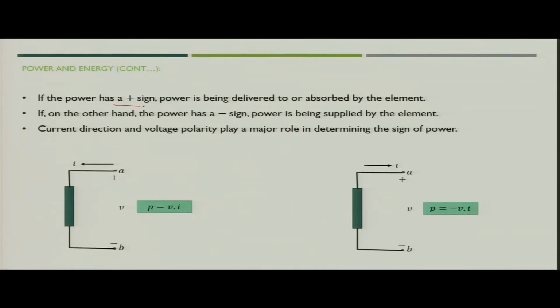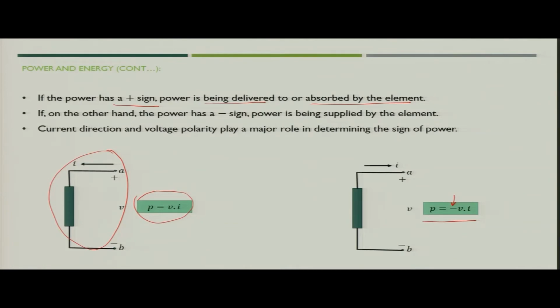Now, if the power has a positive sign, it means that power is being delivered to or absorbed by the element. So, now look at this particular figure. If the current is flowing inside the element through the positive terminal, you will say that power is being absorbed by that particular element. But if the current is coming out of the positive terminal, the power is being supplied by that element. That is why the negative sign is coming in this expression.